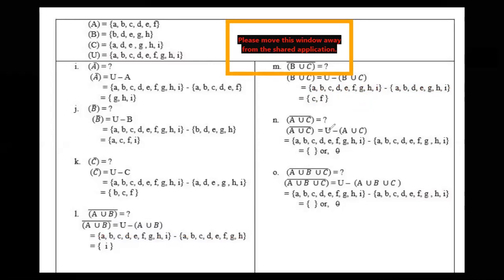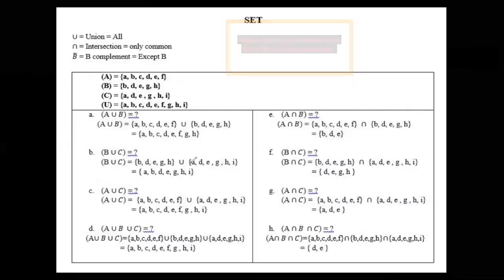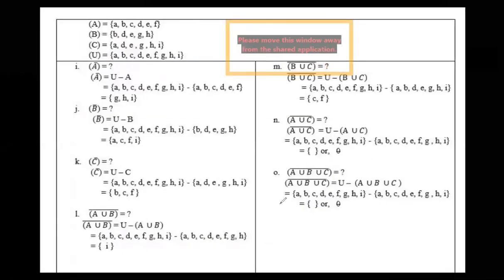So again you need to do the same thing. So universal set minus, put the same value. So put the value of A union C, your capital I and so on. In the previous number we have already found this number, A union C: A, B, C, D, E, F, G, H, I. You can see the value of A union C.